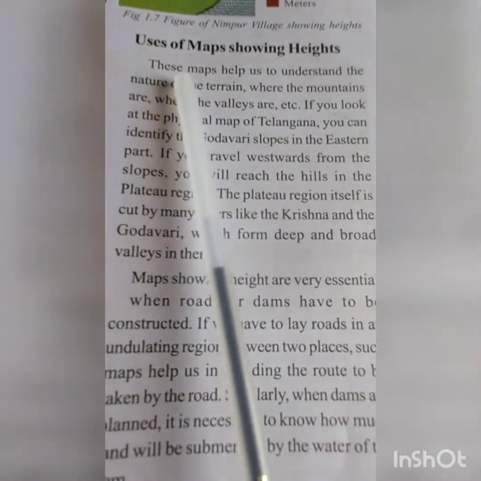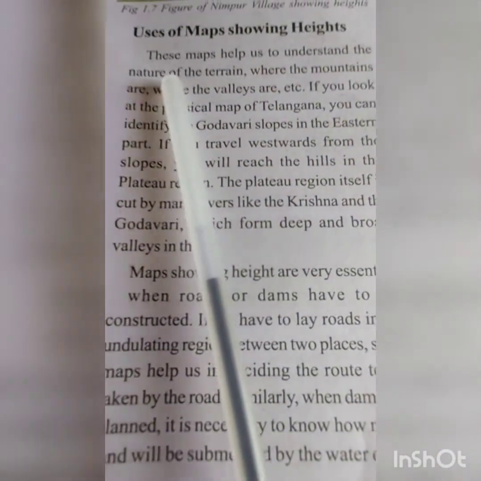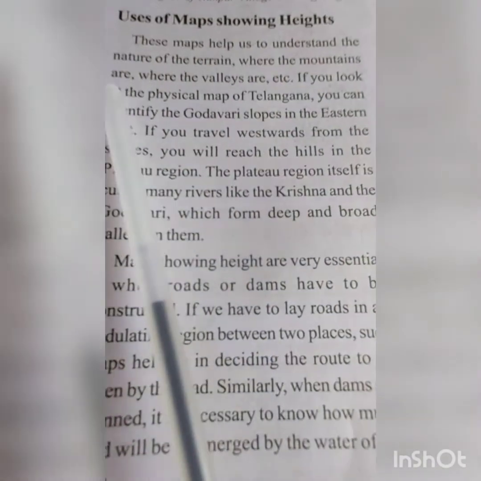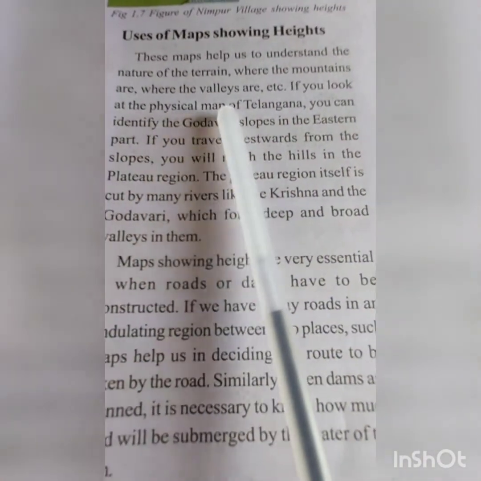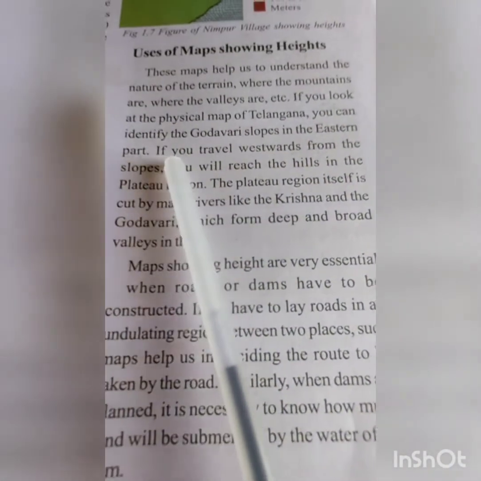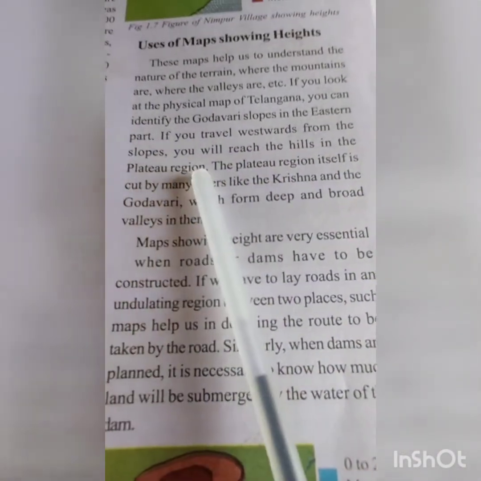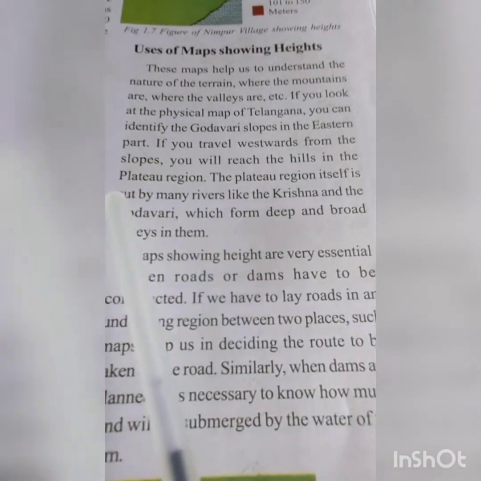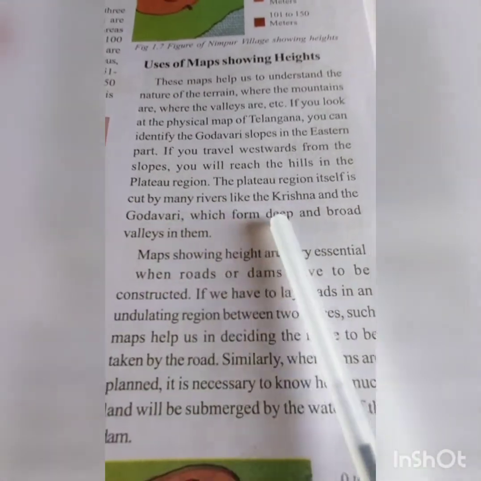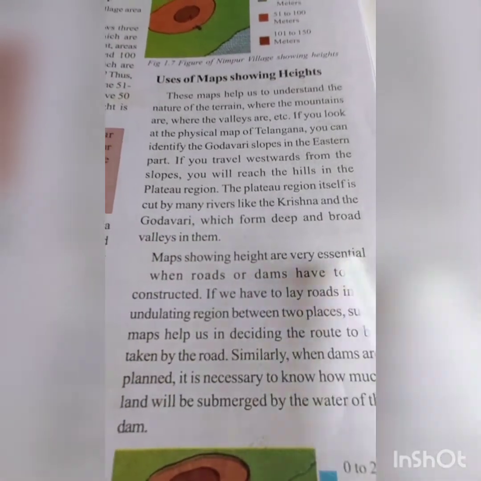Now look here, uses of maps showing heights. These maps help us to understand the nature of the terrain, where the mountains are, where the valleys are, etc. If you look at the physical map of Telangana, you can identify the Godavari slopes in the eastern part. If you travel westwards from the slopes, you will reach hills in the plateau region. The plateau region itself is cut by many rivers like Krishna and Godavari, which form deep, broad valleys in them. Maps showing height are essential.